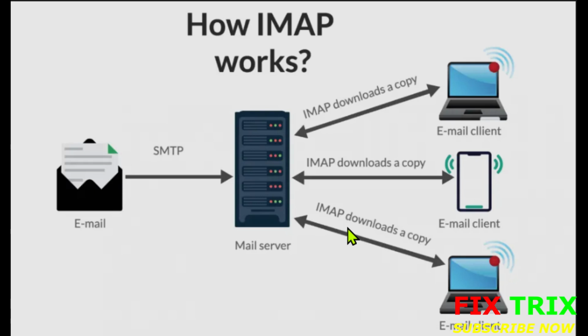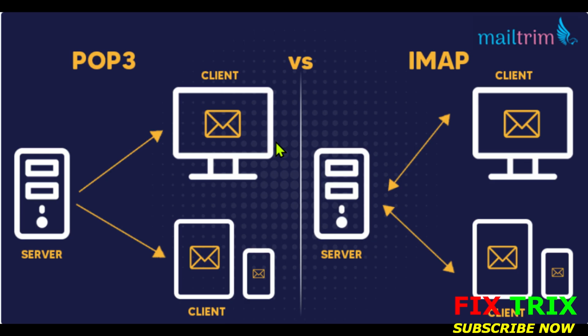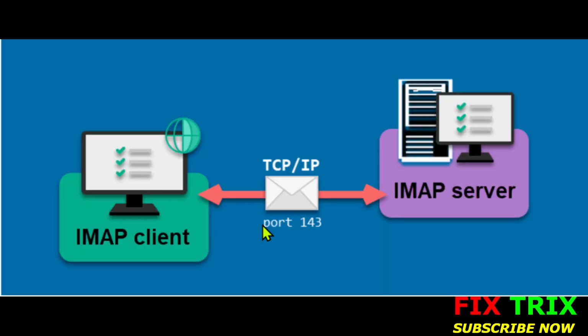How it works? Outlook connects to your mail server, for example Gmail. It syncs all your email, headers, folders and messages. Your email stays on the server. Any action you do, read, delete, move or reply is updated on the server and visible from all devices. So if I read an email on my phone, it shows as read on my laptop too. If I move it to a folder or delete it, that same change appears everywhere. That's why IMAP is the best choice if you use multiple devices.